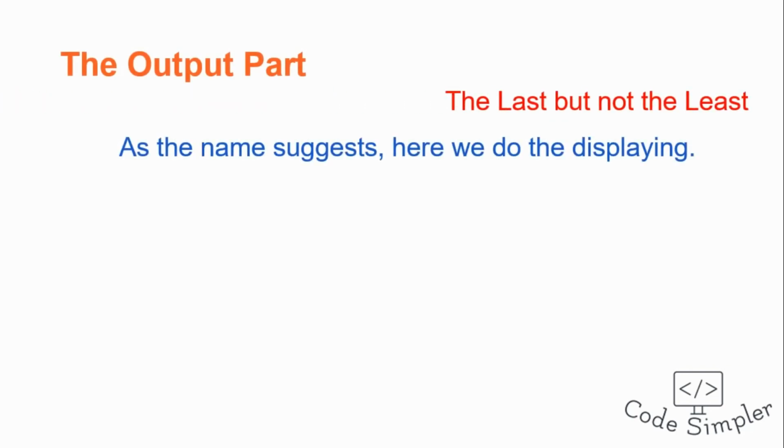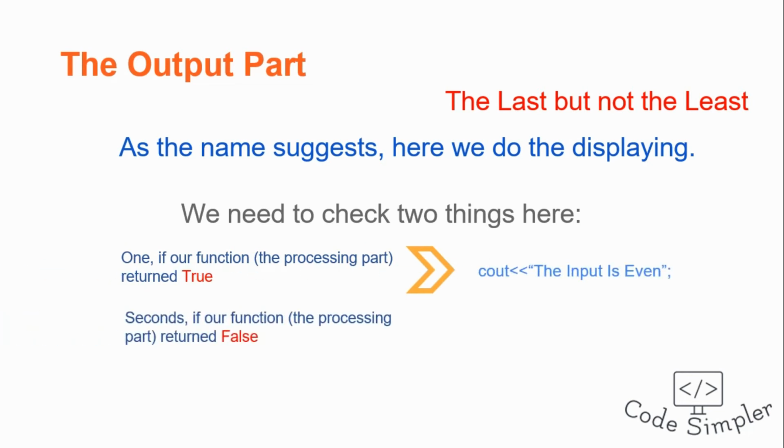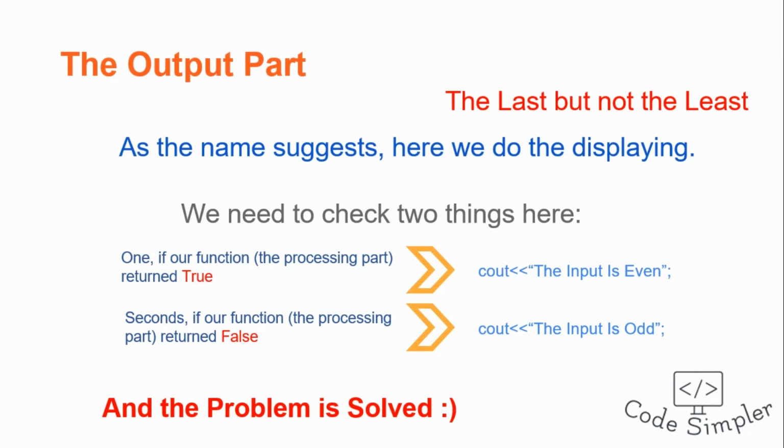Great. The output part, the last but not the least part. We have to present the output in a user-friendly way. As the name suggests, here we do the displaying. We need to check two things here. One, if our function, the processing part, returned true, we have to display on the console that the input is even. And if our function returned false, we have to display that the input is odd. So, the problem is solved.